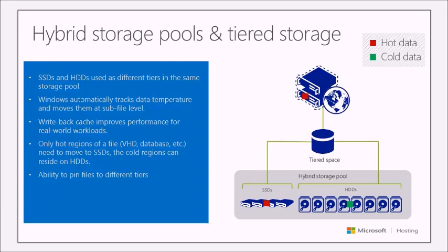It is also important to notice that hot regions of a file can be placed in a fast drive, while other parts of the same file can go into the slower spinning disks, for instance a VHD or a database.